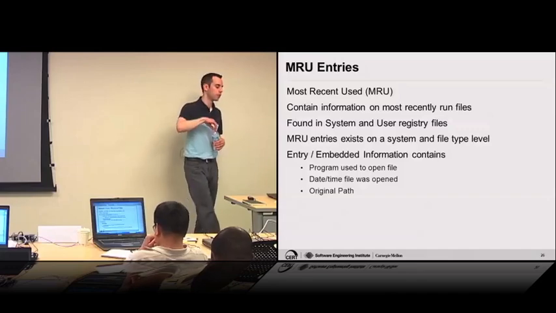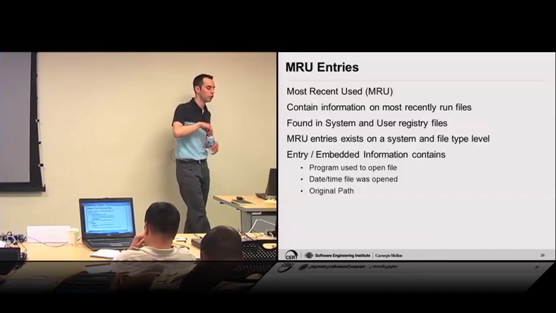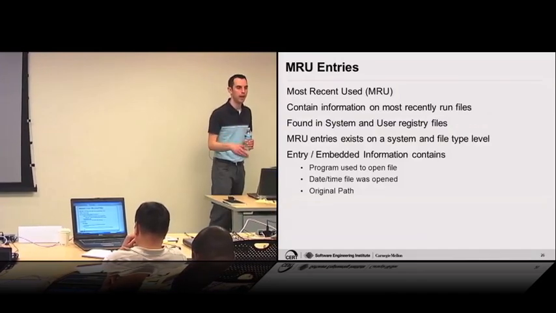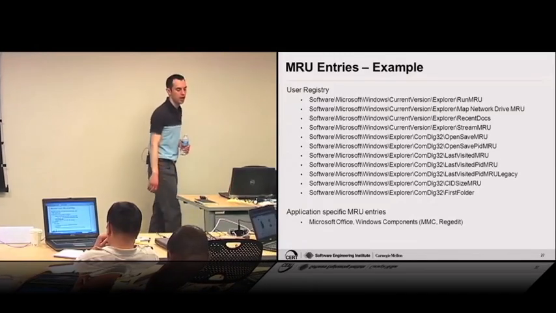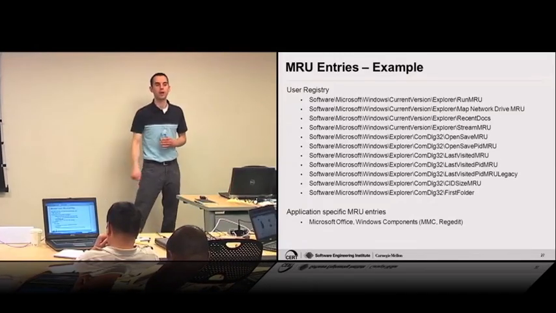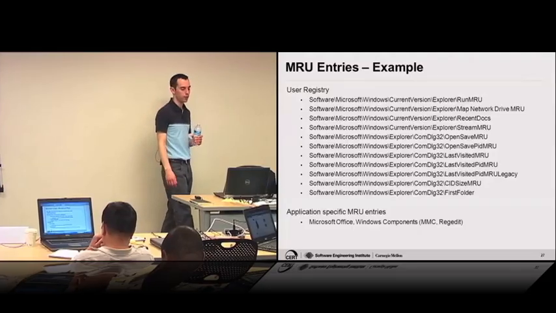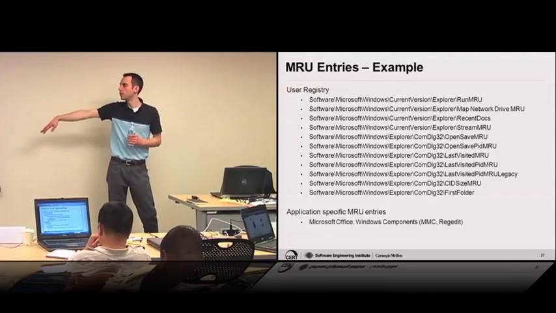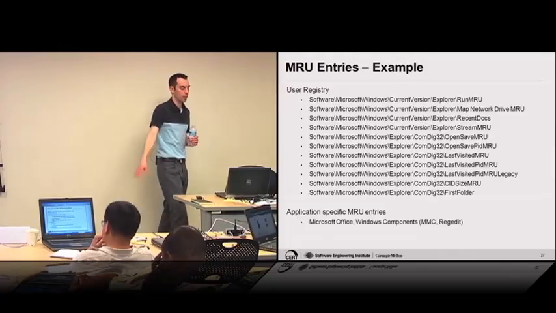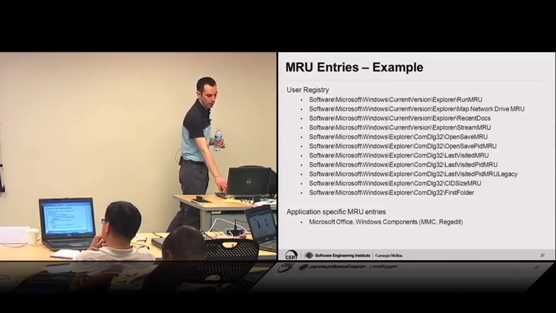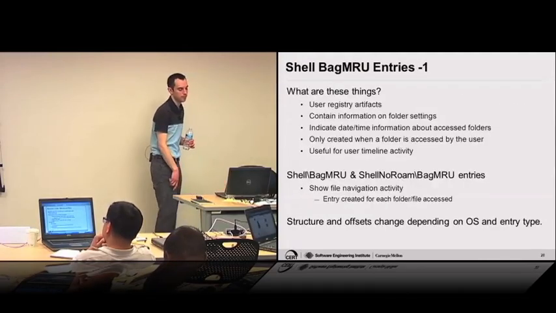They'll contain information about the program used to open the file, as well as the date and time it was opened, the original path. Again, kind of giving you some information about what applications may have been run on a system, when they were run, and so on and so forth. These are a whole bunch of locations, right? Don't really worry about them too much for right now. This is mostly for reference, but I just wanted to point out some of the common locations.